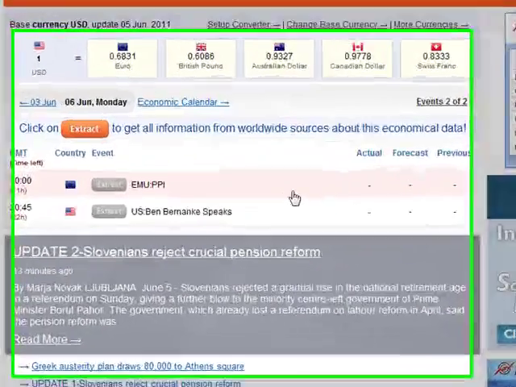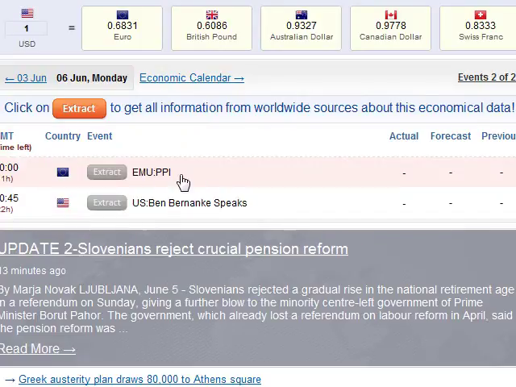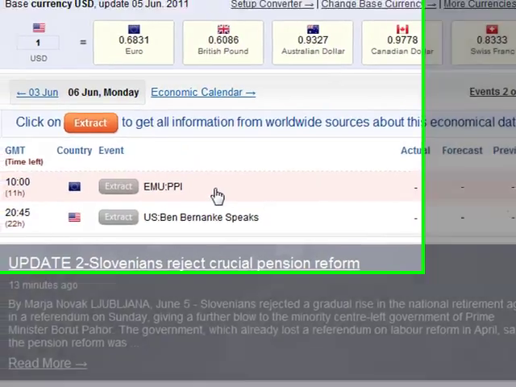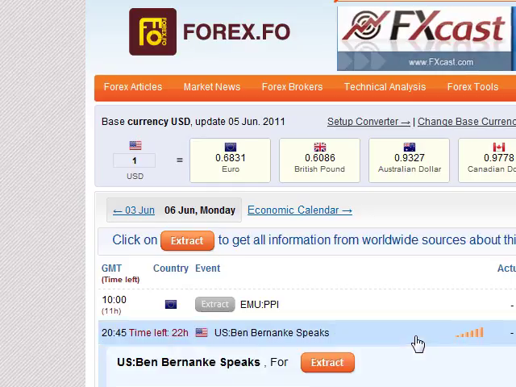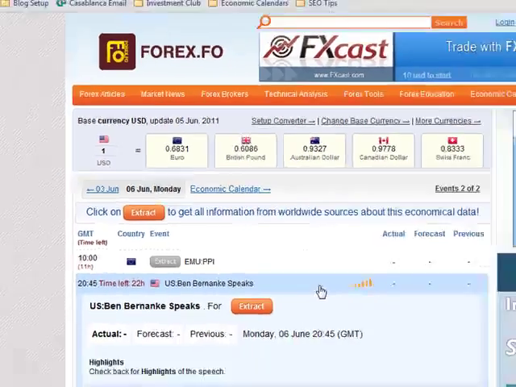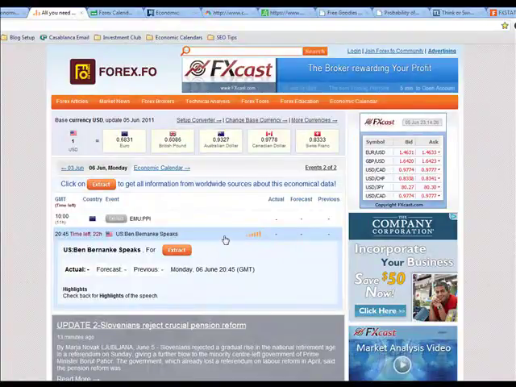For our economic calendar for the European Union, you see we have some inflation data with PPI. And then in the States, we have Bernanke speaking. And the main thing about Bernanke speaking is not necessarily the fact that he's speaking. It's just he's very good. He always stays on message.